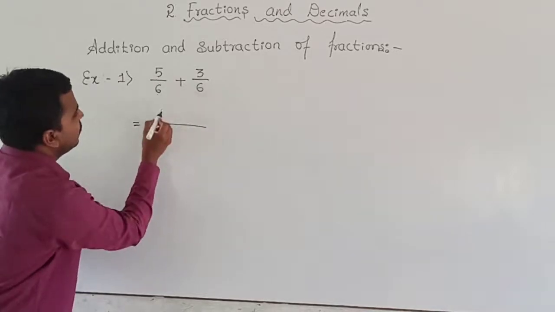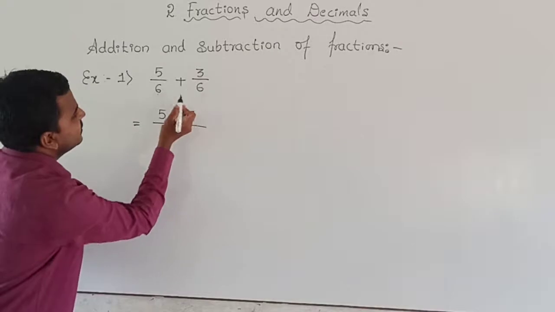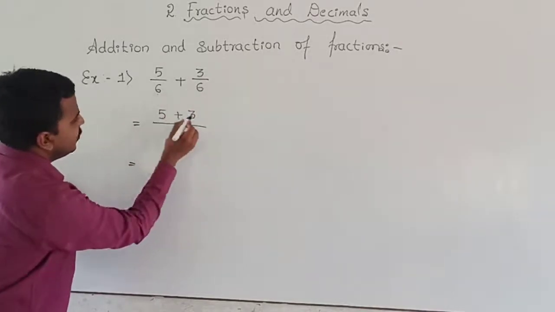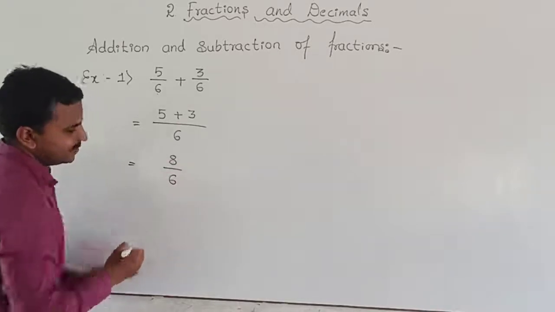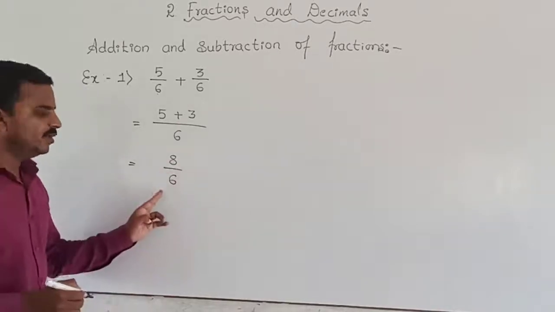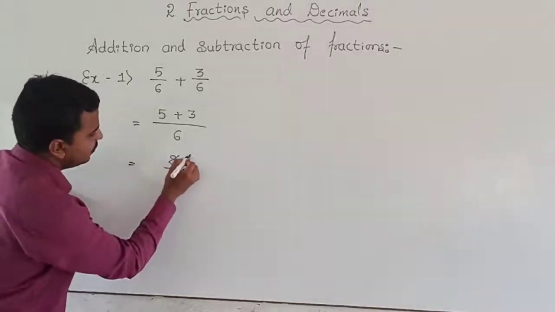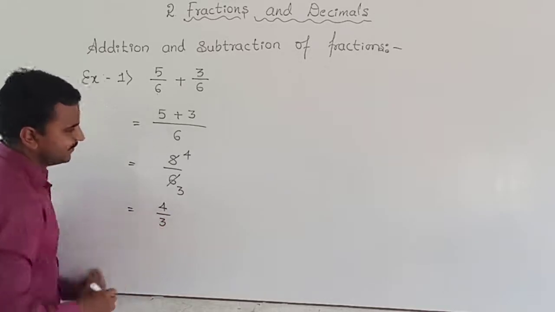See how: 5 plus 3, and the denominator 6, just write only one time 6. Next, 5 plus 3 is 8, so 8 by 6. If it is possible to cancel, do it. 2 3s are 6, 2 4s are 8. The answer is 4 by 3.